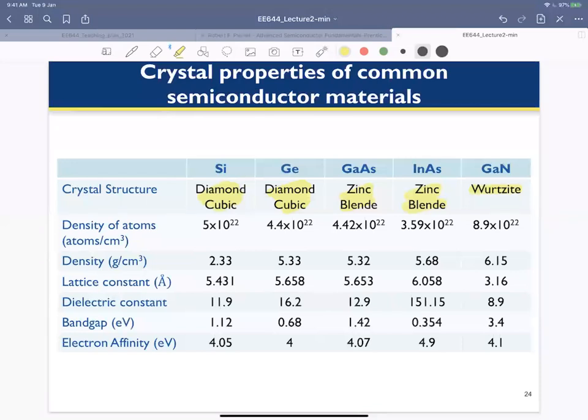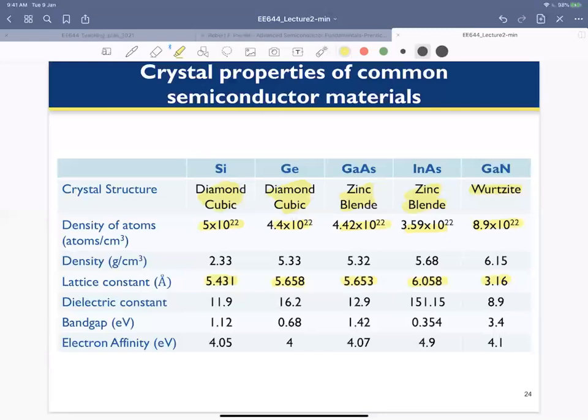Okay. But if you look at the density of atoms, the number of atoms per centimeter cube, because you see the lattice constant of silicon is 5.431. The lattice constant of germanium is 5.658. Gallium arsenide is 5.653, but indium arsenide has a higher lattice constant, and gallium nitride has a lower lattice constant. Because the lattice constant is different, the number of atoms per centimeter cube is different, right? Since the lattice constant is lower in gallium nitride, the density of atoms per centimeter cube is higher in gallium nitride, right?